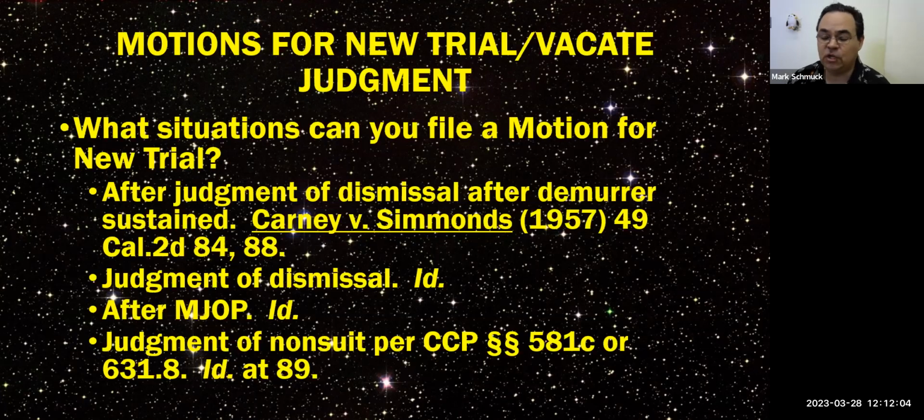After a motion for judgment on the pleadings without leave to amend, as long as the order completely disposes of the pleading and results in a final appealable judgment. A judgment of non-suit pursuant to CCP sections 581C or 631.8 can lead to a motion for a new trial or motion to vacate judgment. Now, just a brief moment on non-suit motions.